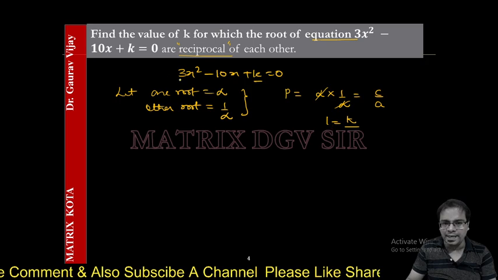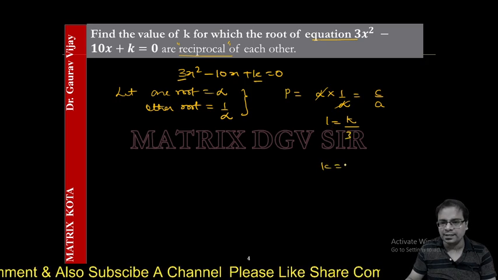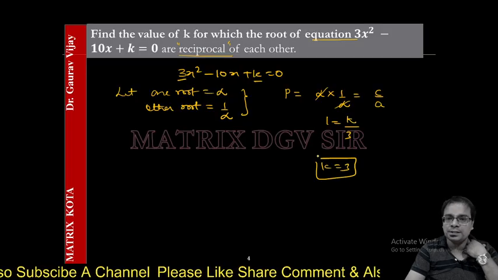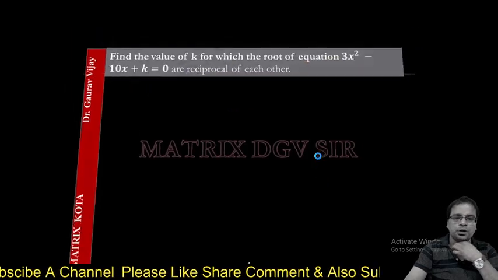And a is 3. So we directly say that the value of k is 3. Is it clear? This is how we can apply the sum and product of the zeros or roots.